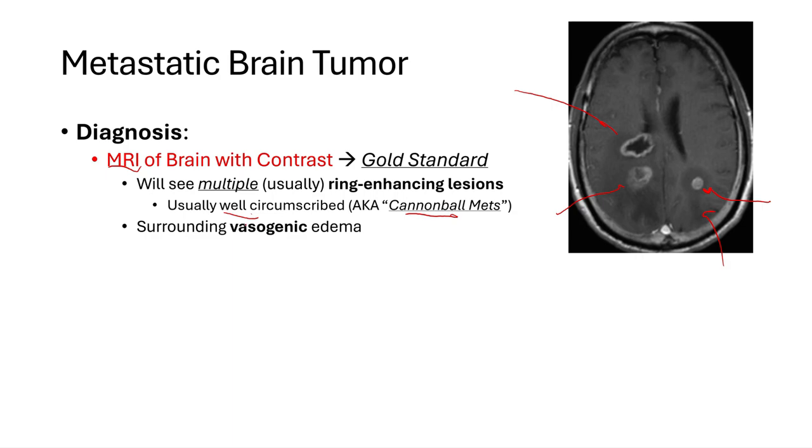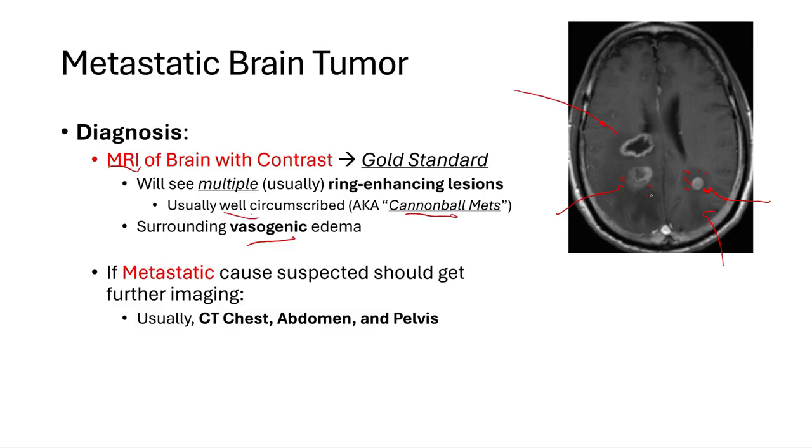And around these areas, you typically see vasogenic edema. See these gray areas, or the darker areas around all these masses? Those are going to be your vasogenic edema. And this is hallmark imaging for metastatic brain tumors. So if metastases is suspected, you should get further imaging. This imaging should be a CT of the chest, abdomen, and pelvis to look for other sites, to see where this may have traveled from.